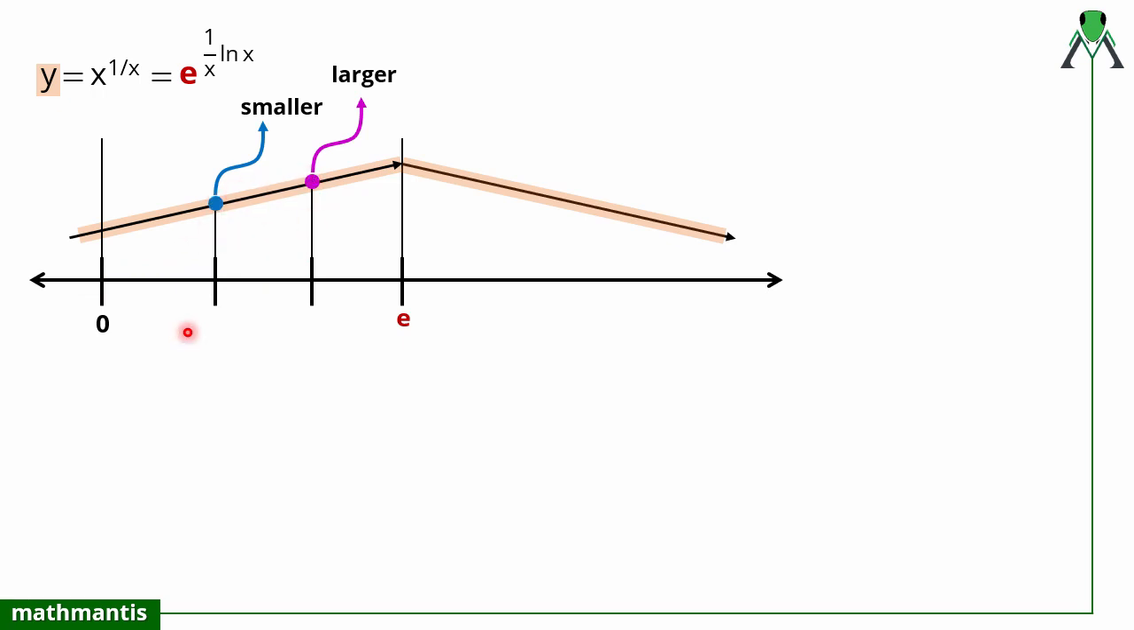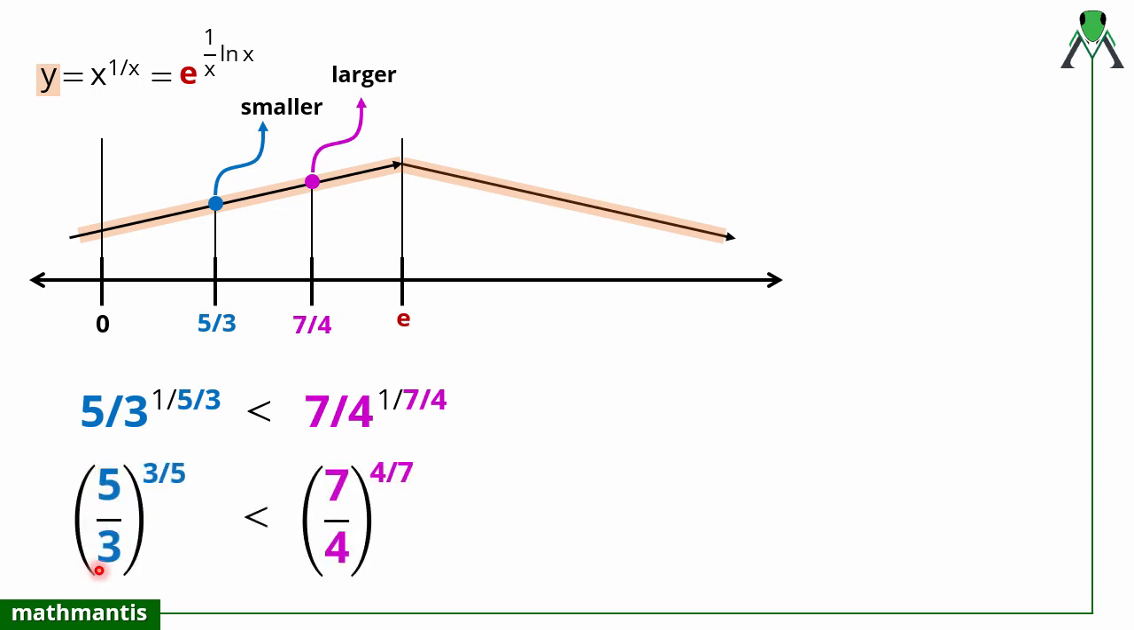Let us consider two values of x between 0 and e as 5 by 3 and 7 by 4. So we can say that at the value of x equal to 5 by 3, the value of y is smaller. At 7 by 4, the value is larger. So we can say that 7 by 4 raised to power 1 by 7 by 4 is greater than 5 by 3 raised to power 1 upon 5 by 3, which can be simplified like this also. 5 by 3 raised to power 3 by 5 is less than 7 by 4 raised to power 4 by 7. So this type of question can also be solved.